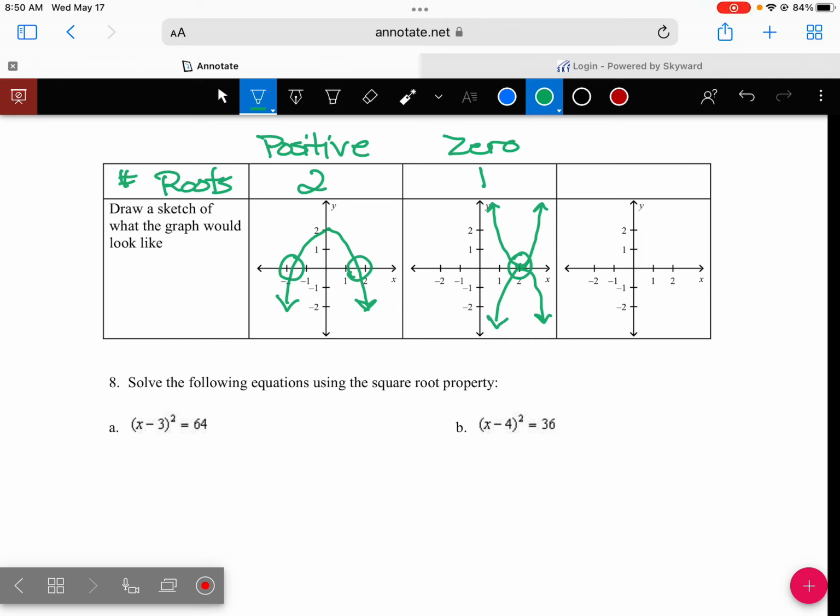And when we have a negative discriminant, we have 0 real roots or no real roots. And it could be either going up or it could be going down. But it is not going to cross the x-axis at all. Okay.